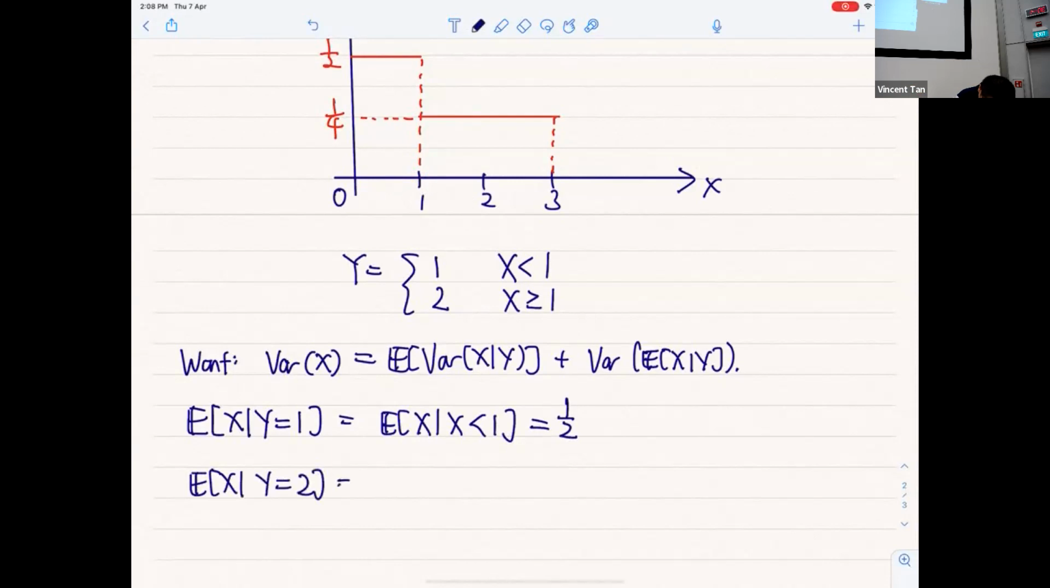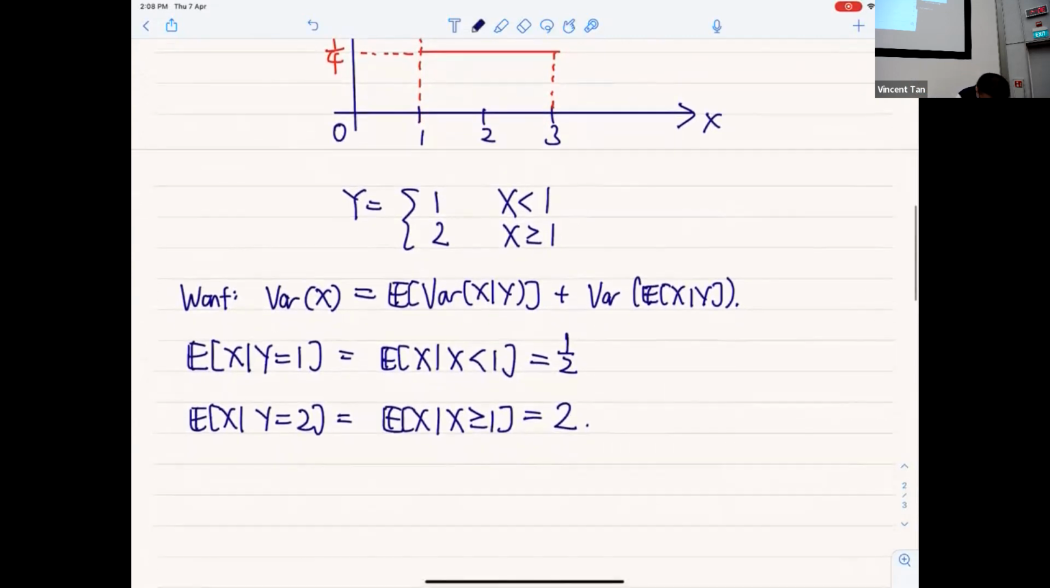Next one, we let someone in the Zoom help. Y equals 2. So that is nothing but the expectation value of x given that x is bigger than or equal to 1. So how about Deng Jie? So now our x is in this region. Okay. So what do you think is his expectation? We are restricting ourselves to this region here. Okay, anyone in the Zoom wants to help? Okay, anyone in the class wants to help? 2. Very good.